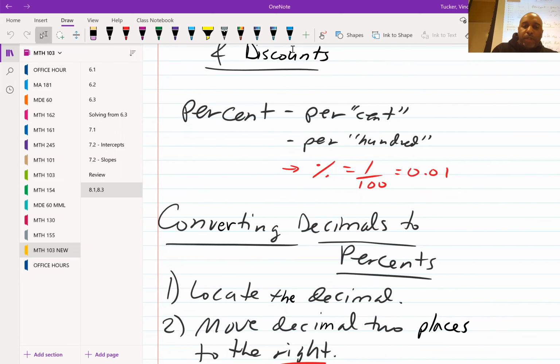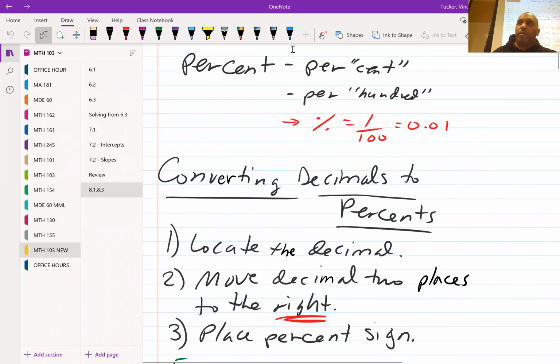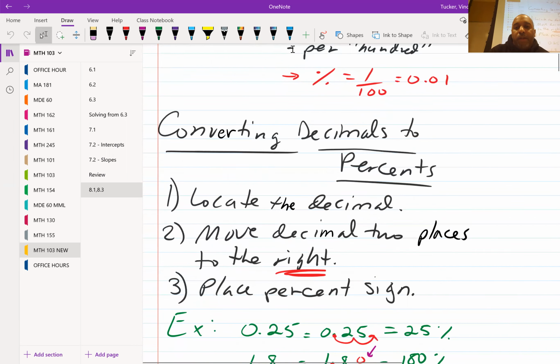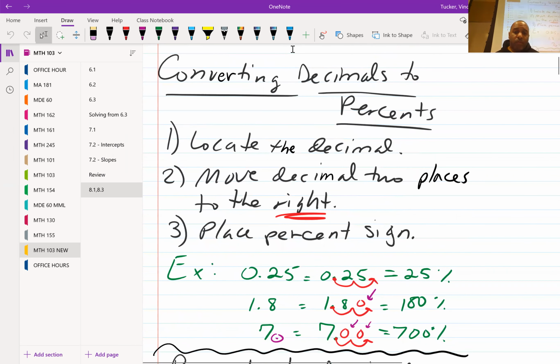So the first thing we're going to do is look at converting decimals to percent. We're going to locate the decimal, move the decimal 2 places to the right, and then place the percent sign. We have a few examples here. 0.25, move the decimal 2 places to the right, that will be 25%.